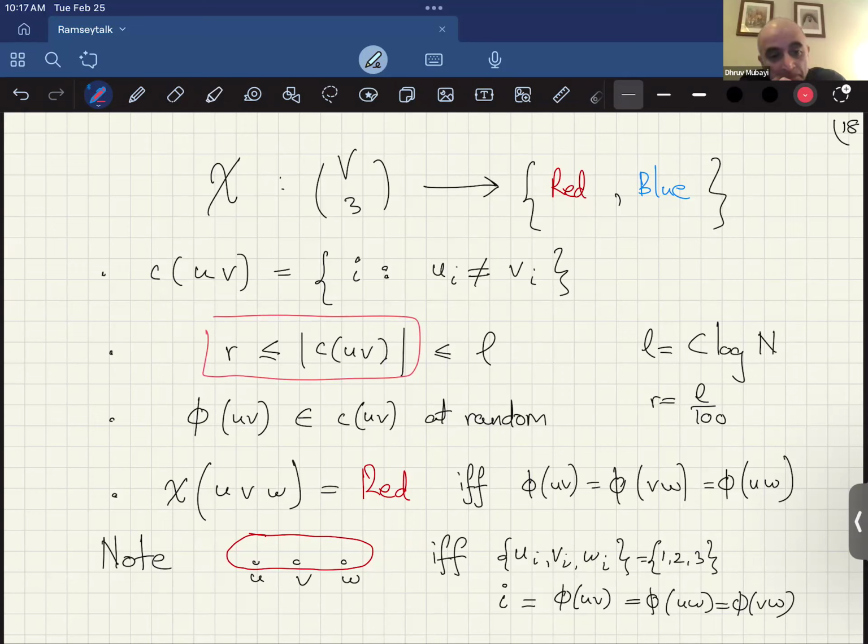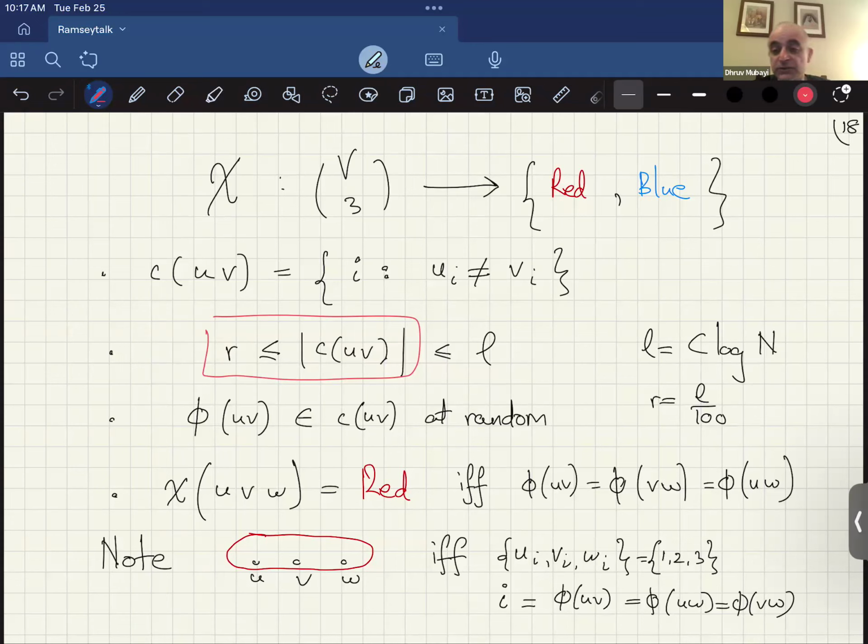And what you do now is pick one of these coordinates at random. That's phi of UV. And now I tell you when an edge is red. A triple UVW is red if this phi that you picked at random for UV, for VW, and for UW was the very same.